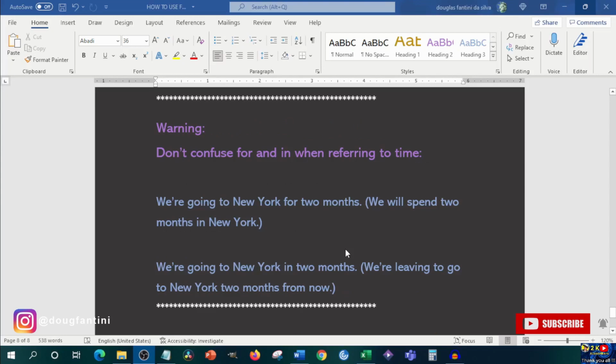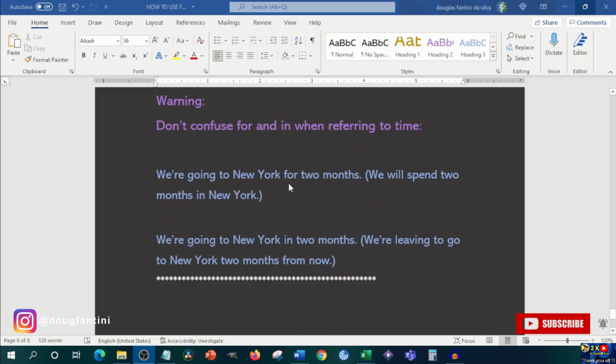Just so we can finish this lesson, I'm going to ask you to be careful about these examples here. Don't confuse in and for in these examples. We are going to New York for 2 months, and we are going to New York in 2 months. So we're going to New York for 2 months means that we are going to stay there for a period of 2 months.